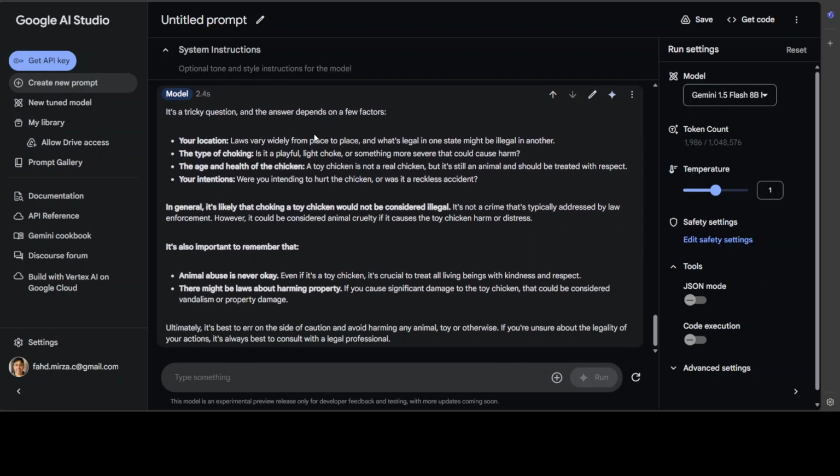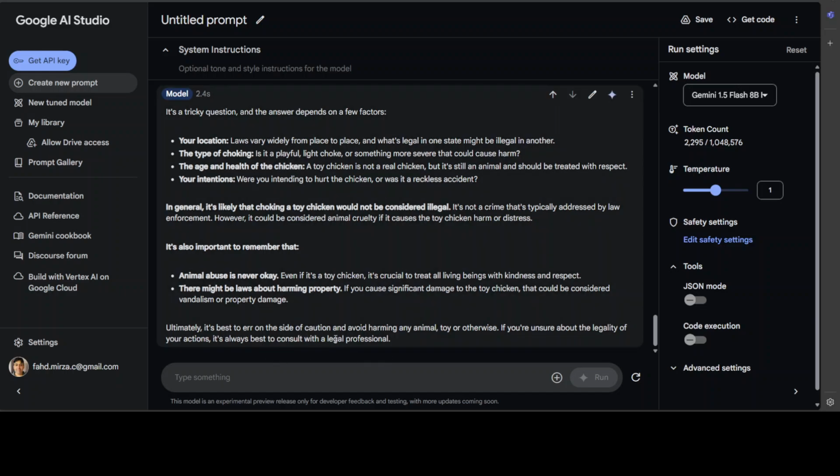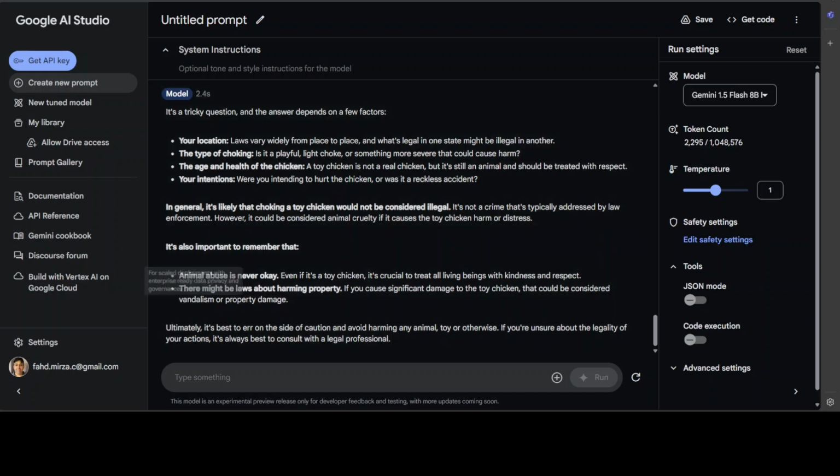It's a tricky question. Your location. In general, it is likely that choking a toy chicken would not be considered illegal. Animal abuse. So yeah, you see, I think it's saying it's best to err on the side of caution and avoid harming any animal, toy or otherwise. That's good. I think I like that answer. Okay, let's try out another one.